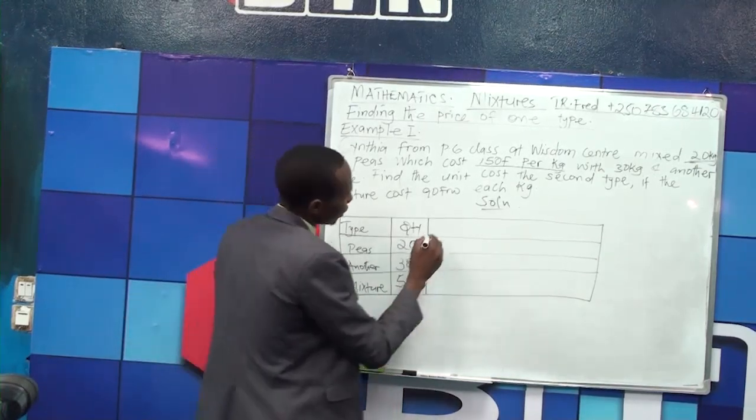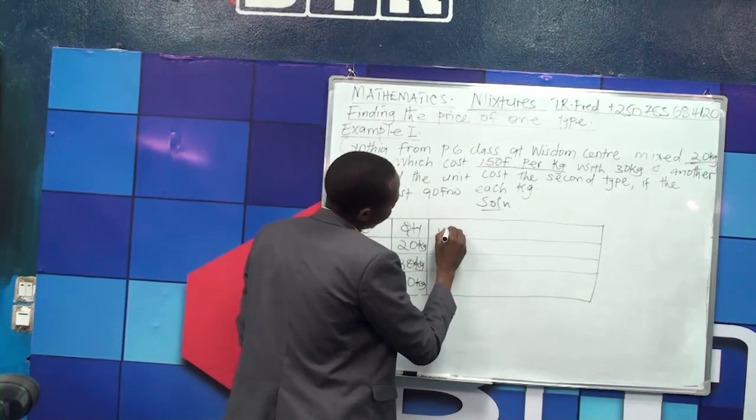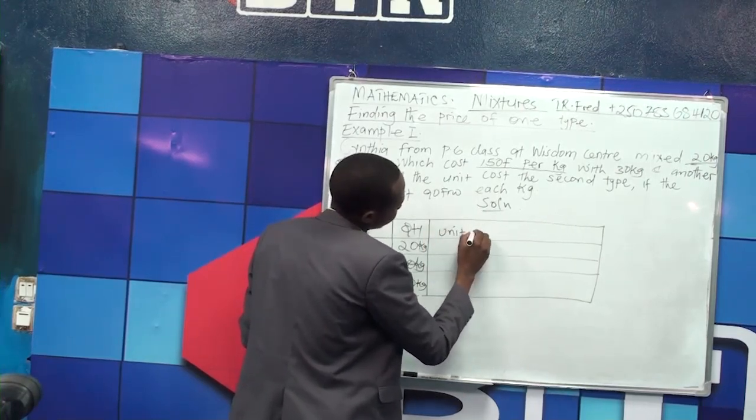So I'll come here to the second column. I will say unit cost.